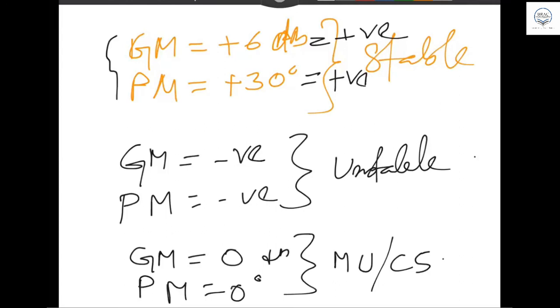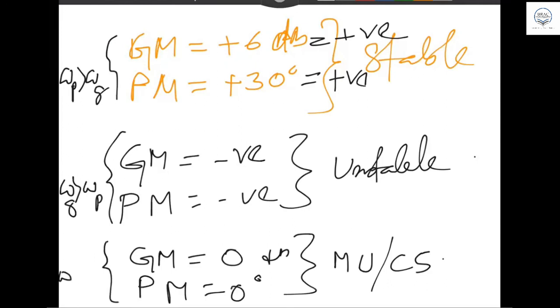In this case, we can see that omega p is greater than omega g. In this case, you have found that omega g is greater than omega p. And in this case, what happened? Omega g, omega p. Which one is greater?